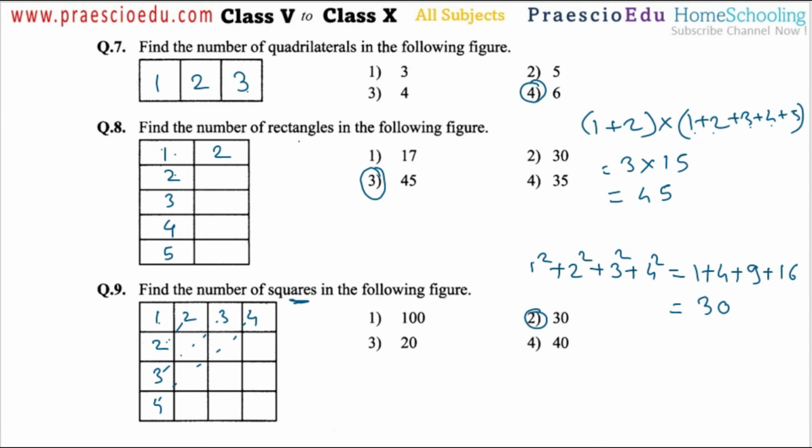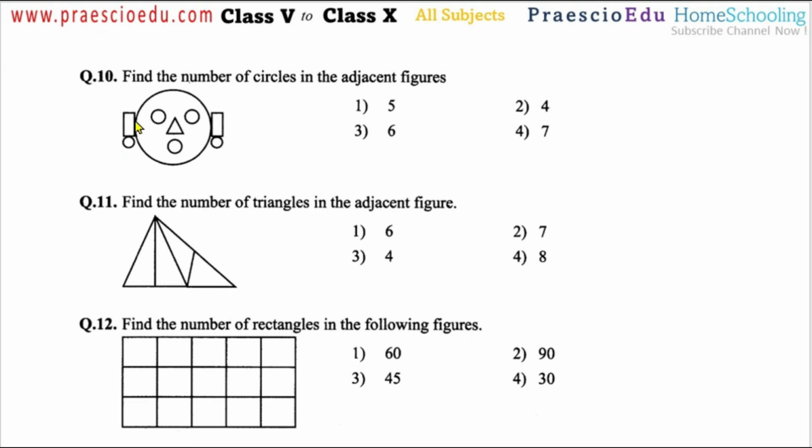Now question number 10. Find the number of circles in the adjacent figure. So the number of circles we have to count. So the outermost is 1, 2, 3, 4, 5 and 6. So there are a total of 6, which means option number 3 is the correct one.